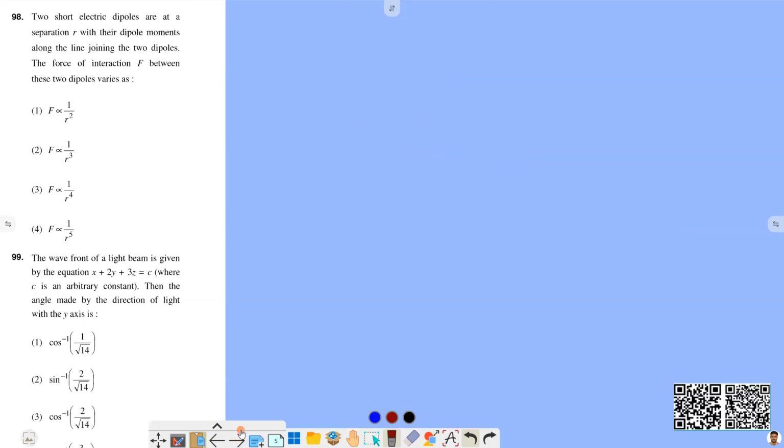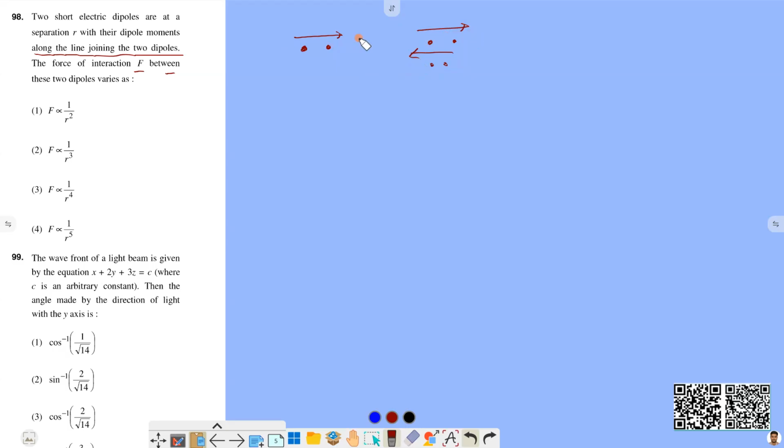Now in the next one, two short electric dipoles are at separation r, with their dipole moments along the line joining the two dipoles. The force of interaction F between the two dipoles varies as? So both dipoles are along their axis because they are placed in such a way that there is a line joining them. So suppose this is the first dipole, and its dipole moment is along the positive x direction. Then the second dipole has to be this, in the opposite direction.